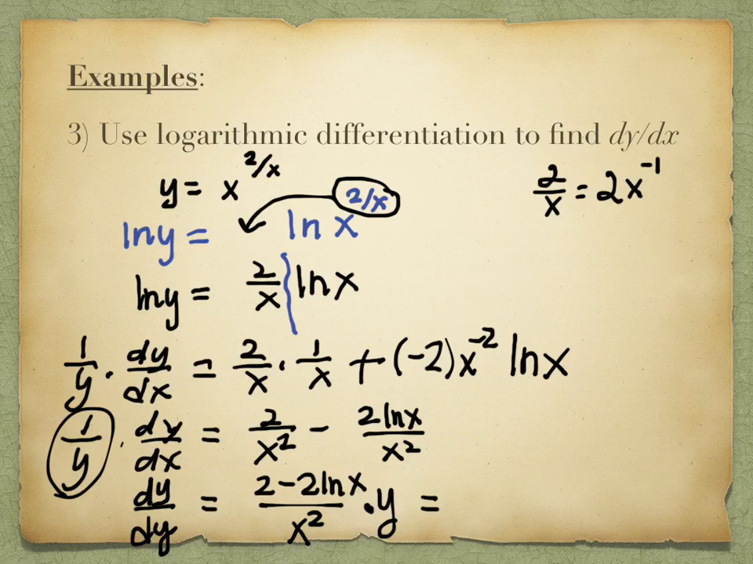And you know what y is because the problem actually started in form y equals. Not all implicit differentiation or logarithmic differentiation has that property. This one did. So I can actually simplify it so that I can write 2 minus 2 ln x over x squared, and I can multiply that by x to the 2 over x.